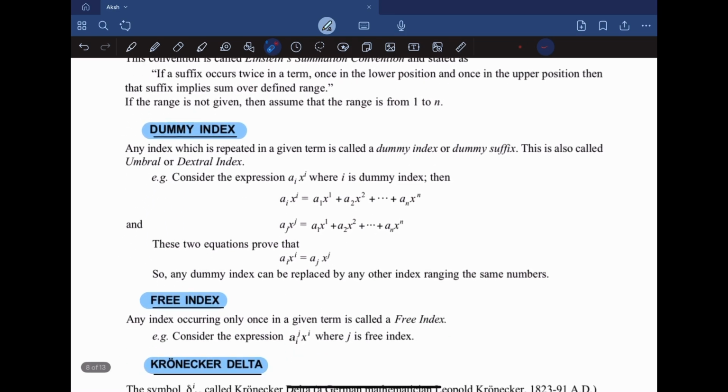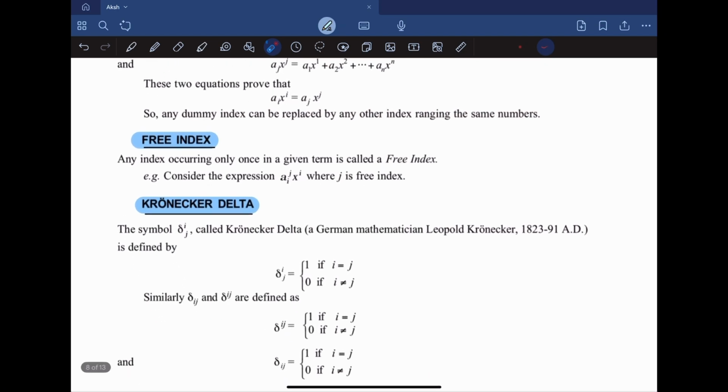Now, what is a dummy index? An index which is repeated in a given term is called a dummy index or dummy suffix. It is also called umbral or dextral index. Considering the expression a_i x^i where i is a dummy index, then a_i x^i equals a1x1 + a2x2 + ... + anxn. Similarly, for a_j x^j, it would be the same. So these two equations prove that a_i x^i equals a_j x^j. So that means that any dummy index can be replaced by any other index ranging over the same number.